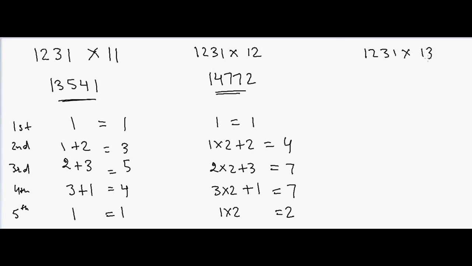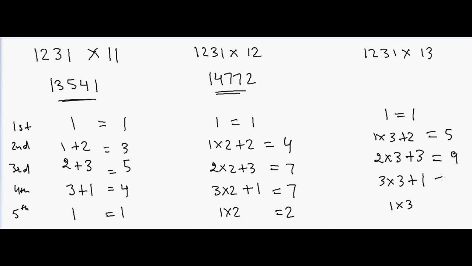Again, if I have to multiply by 13, then the answer will be equal to 1, 1 into 3 plus 2, 2 into 3 plus 3, 3 into 3 plus 1, and 1 into 3. So that will give me 3 plus 2 is equal to 5. 3 into 2 is 6 plus 3, 9, and 3 into 3 is 9 plus 1, 10. So here we have 10, and here we will have 3.